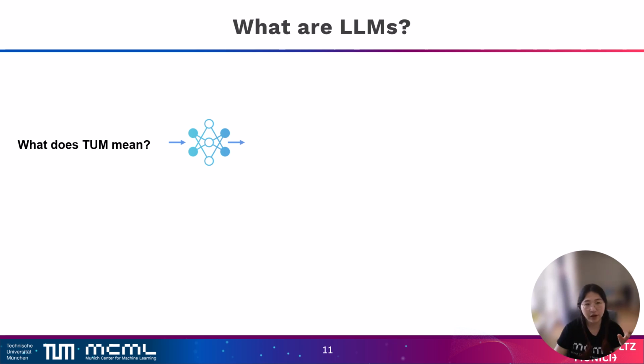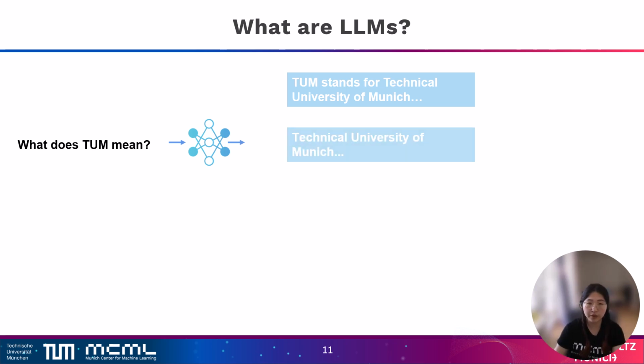Like here, I give a question: what does TUNE mean? And the model will generate the answer: TUNE stands for Technical University of Munich. And I can also ask the question again, maybe saying: what does TUM mean? TUM means Technical University of Munich.